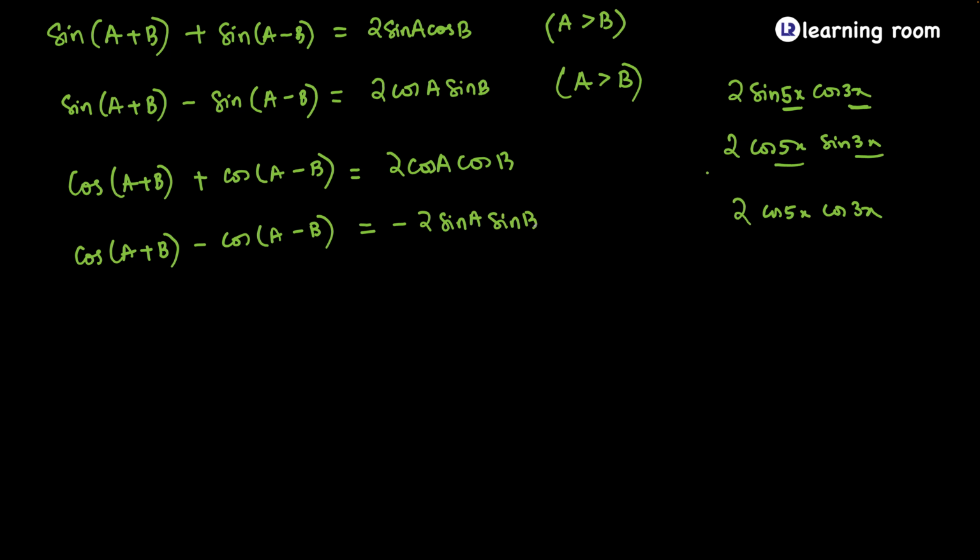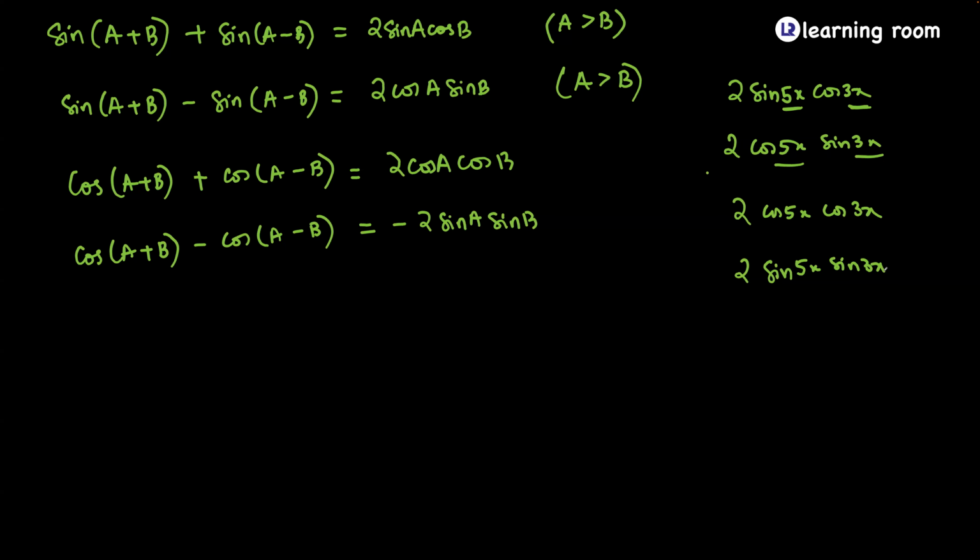So if you have the combination of, let's say, 2 sin 5x sin 3x, what you need to do is multiply and divide it with a minus sign. And then you will write it as cos of (a plus b) minus cos of (a minus b). Are you able to understand?